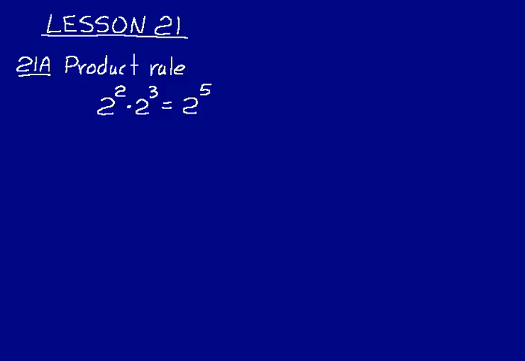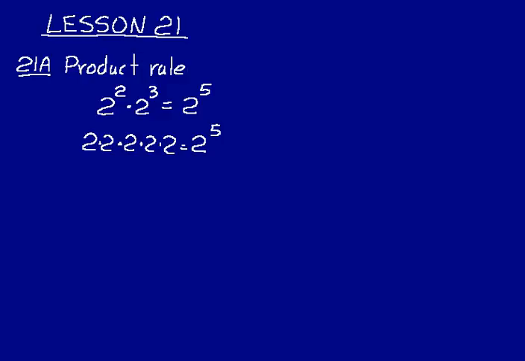Now, why is that? Well, just think about it. You know that the power rule is anytime you have that exponent there, 2 squared, that's the same thing as saying 2 times 2. And then 2 to the third is also multiplied there by 2 squared, so that would be 2 times 2 times 2. And so you have 2 multiplied out 5 times. 2 is a factor 5 times, or 2 to the fifth.